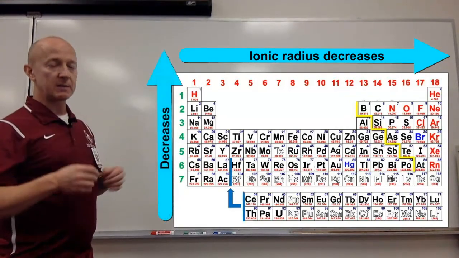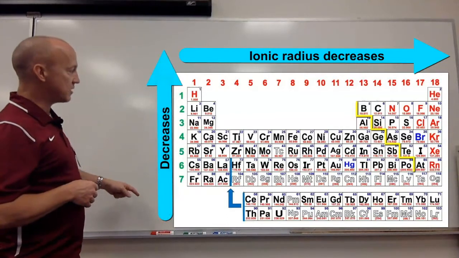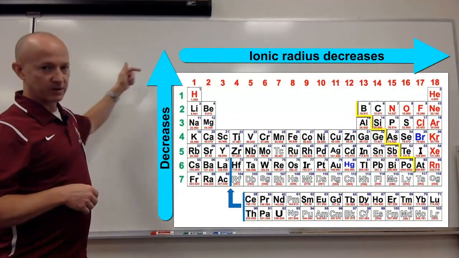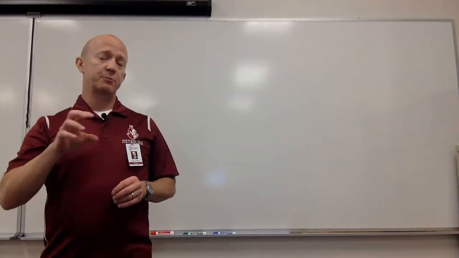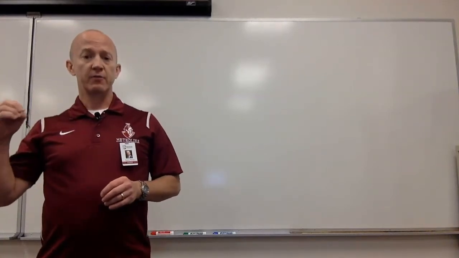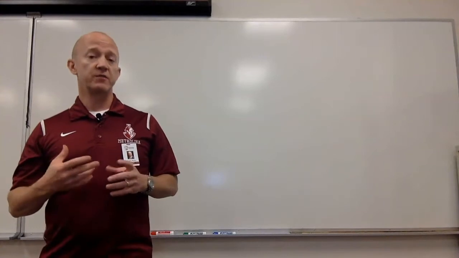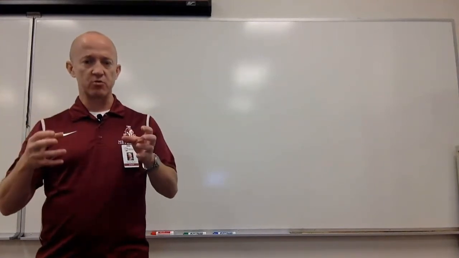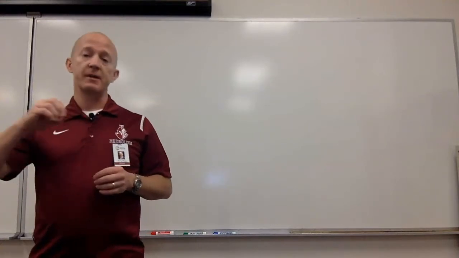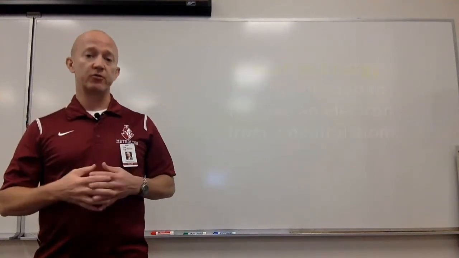Or again, if you want to keep it consistent in your head, decrease from bottom to top and decrease from left to right. Now, if you're going to form a positive ion, that means you're going to have to pull an electron away from a neutral atom. There's energy involved in doing that. You see, there's still an attractive force between the electron and that nucleus, and so you're going to have to overcome that energy in order to remove that electron.